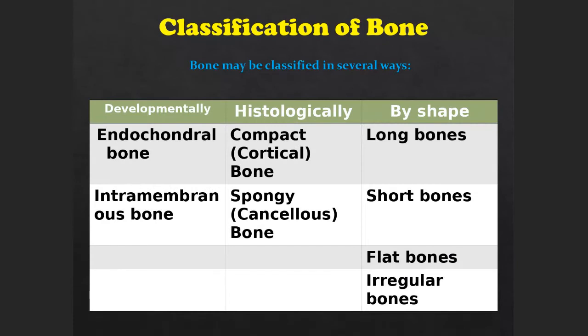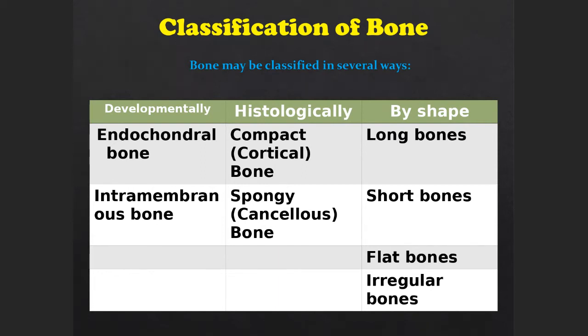Now classification. They are classified in three ways. First is on the basis of development, how they are developed. There are two methods by which bones are developed: endochondral bone formation or intramembranous bone formation. Always remember that: endochondral bone and intramembranous bone.